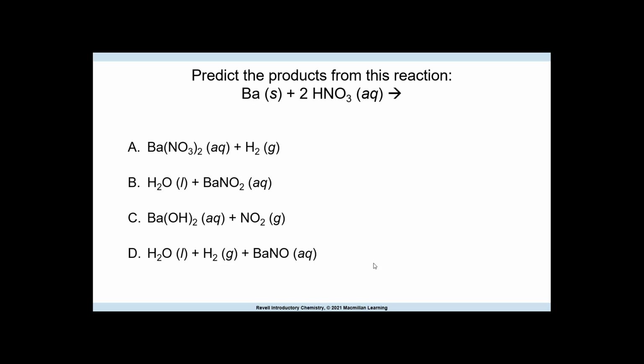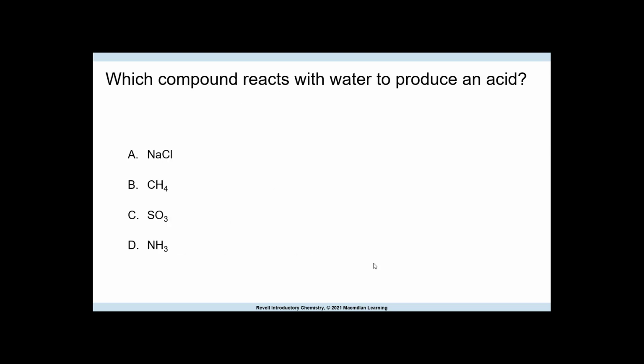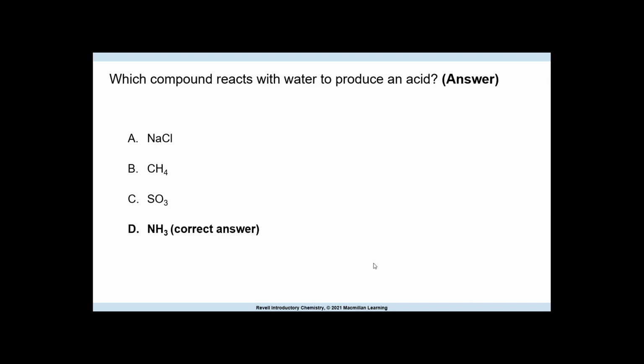Predict the products from this reaction. So you see we have a metal by itself, we have an acid, and the products are a gas and a salt. Which compound reacts with water to produce an acid? And that's going to be nitrogen trihydride.